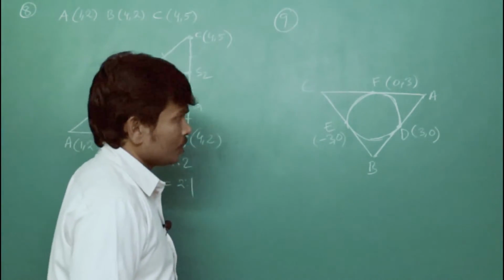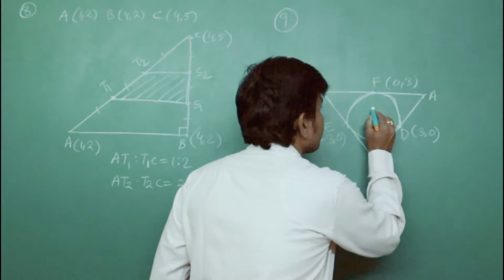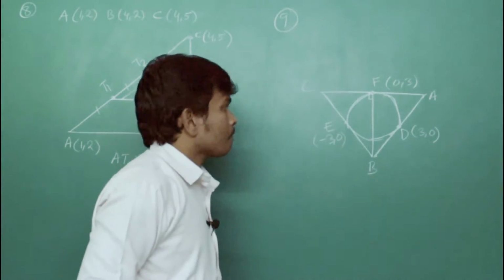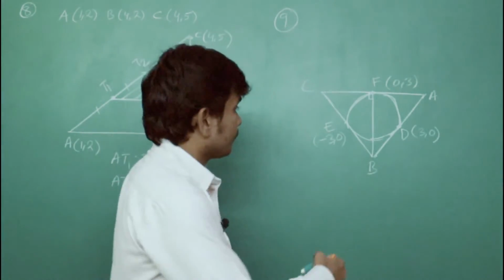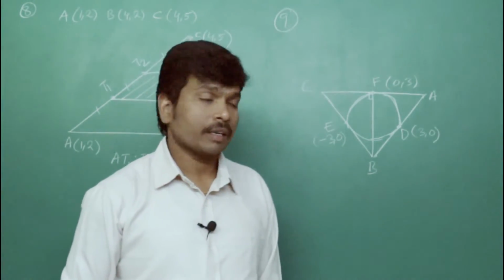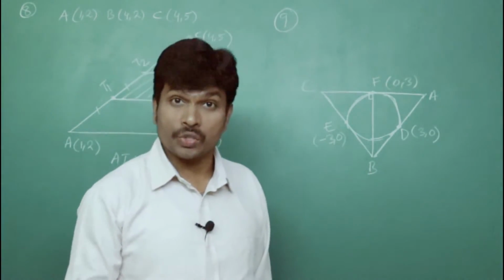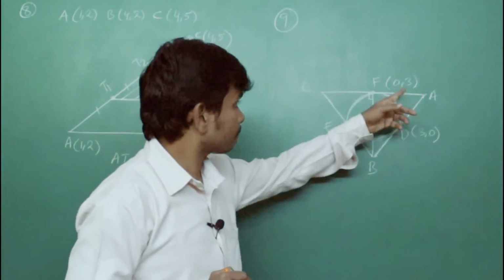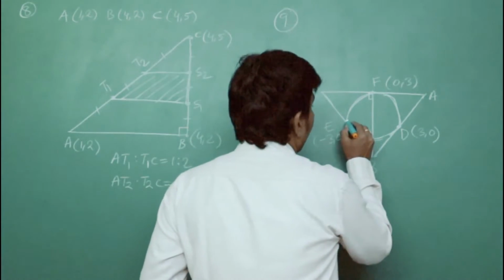So what we have to do, just draw a line FB. Is it a median or not? Yes, it is a median. And is it an altitude or not? Yes, it is an altitude, because this is an equilateral triangle. That's why. Now join these two.